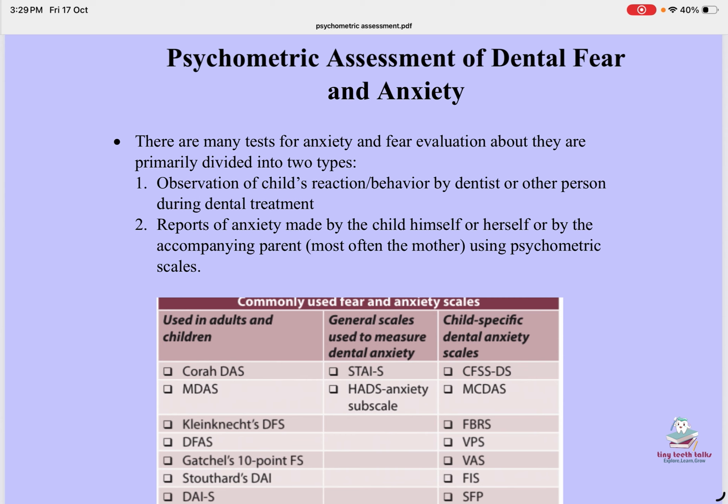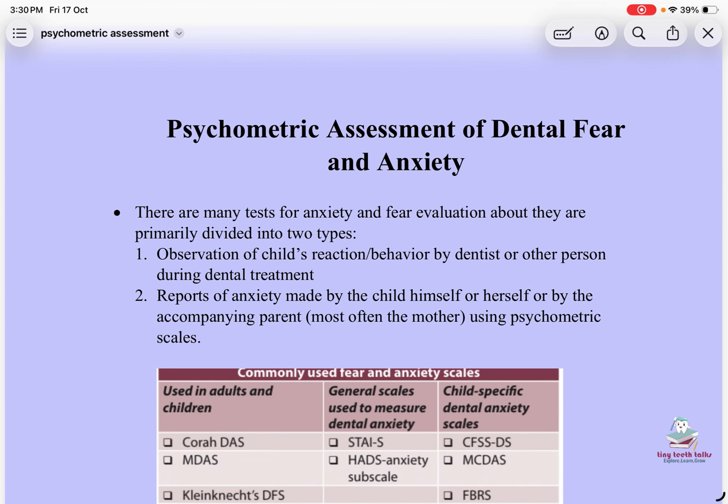There are behavior modification techniques to reduce dental fear, anxiety and phobia in a child, but to apply such techniques, we need to assess the level of dental fear, anxiety and phobia in the child. And for that, there are many psychometric assessment scales available. So today we are going to cover fear and anxiety scales used in the dental operatory, which is an important topic for both theory and your daily dental practice.